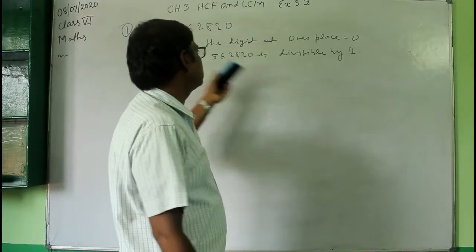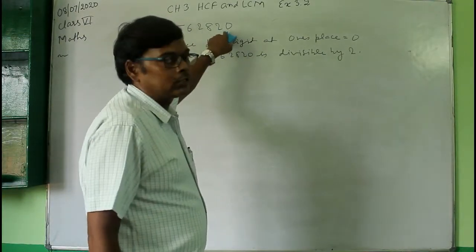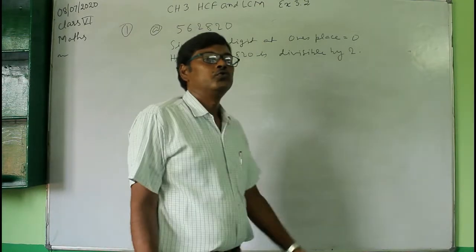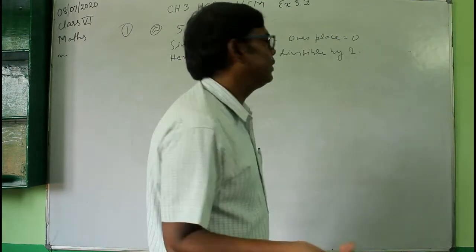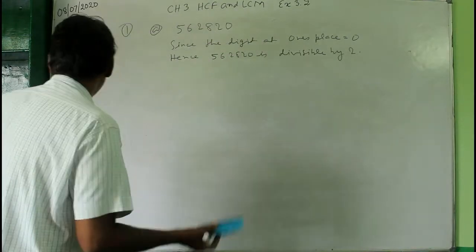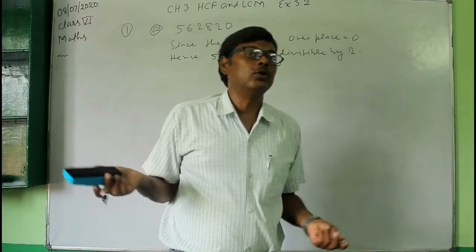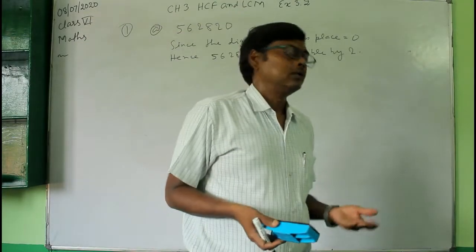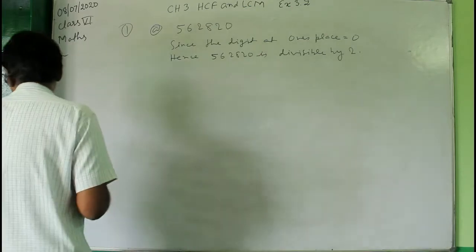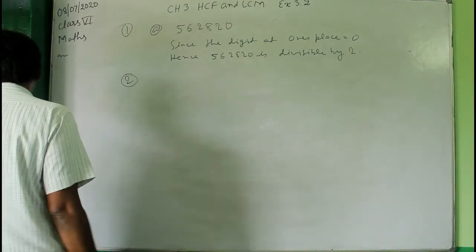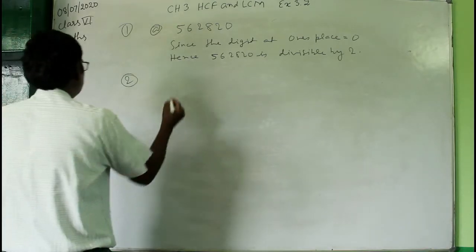You just write that the digit at the ones place is 0, because I explained to you that when the digit at the ones place is 0, 2, 4, 6 or 8, then the number will be divisible by 2. This is the first question. Similarly, you will solve the other questions because all the questions are similar, and that is your homework. And question number 2. In this you have the first number 74912.